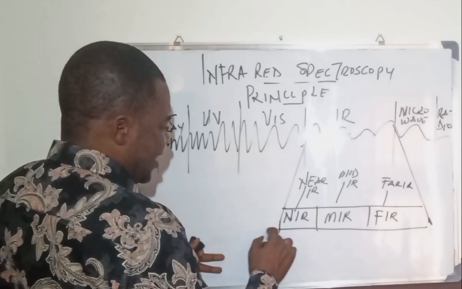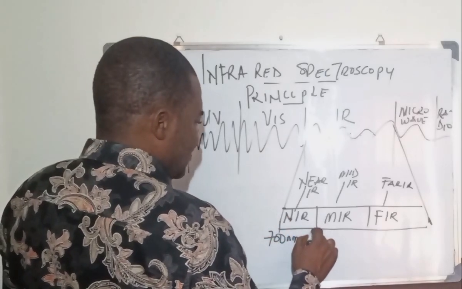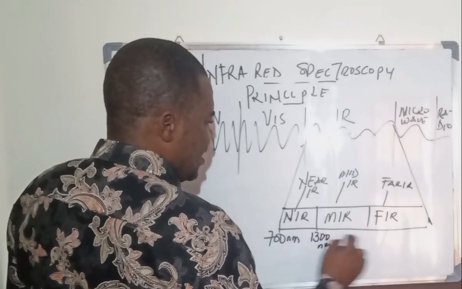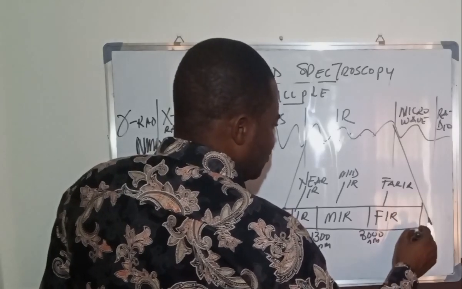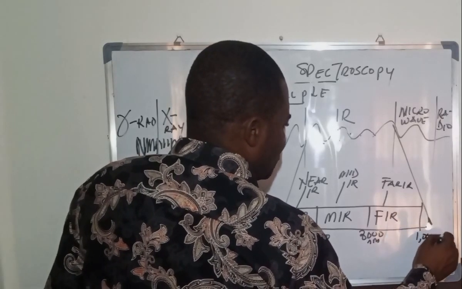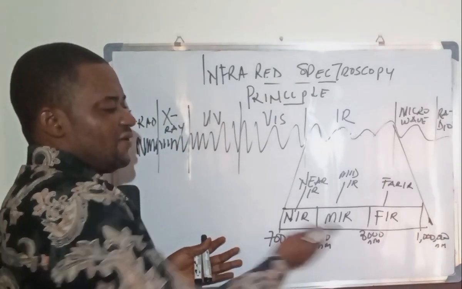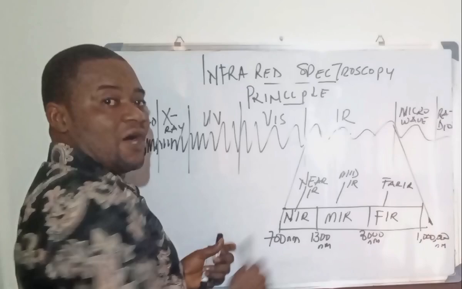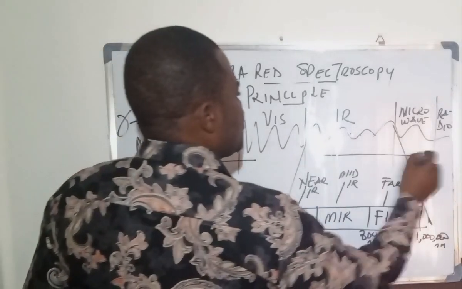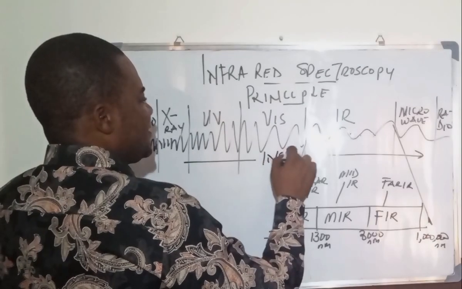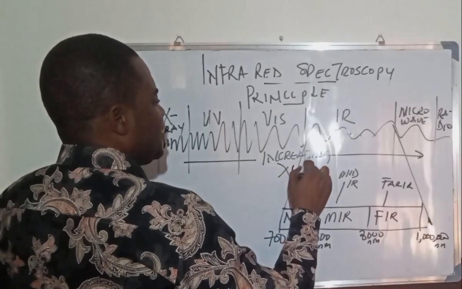So at this point you have about 700 nm, and then here you have 1300 nm, and then here you have 3000 nm, and then in here you should have about 1 million nm. So you can see the wavelengths of these different IR radiations. Now going this way, you have an increasing wavelength, measured in nm.